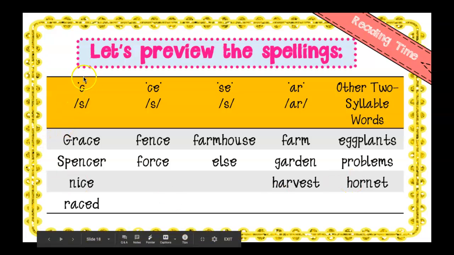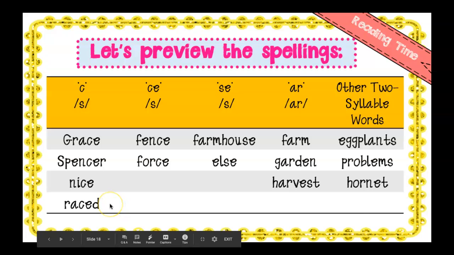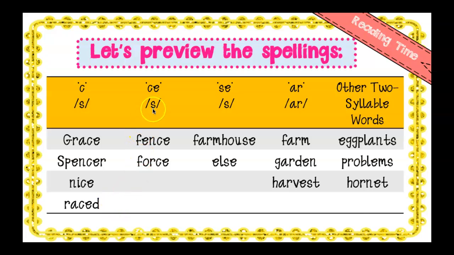So starting with our words spelled with the letter C that make the S sound: Grace, Spencer, nice, raced. We have some more words that make the S sound, but these words are spelled with the C-E spelling: fence, force. These words have the S sound in them, but they're spelled with the S-E spelling: farmhouse, else.